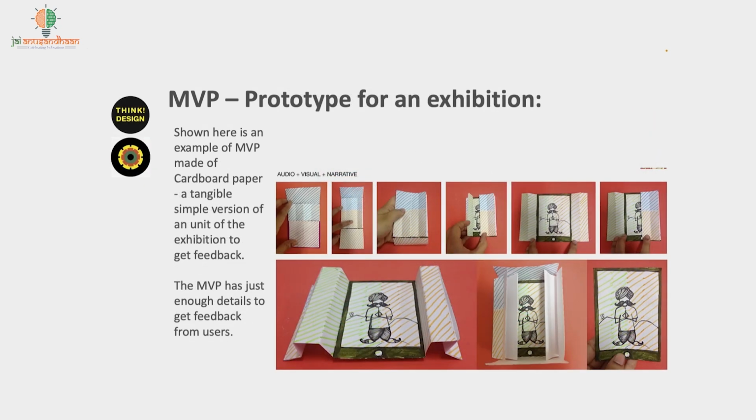Okay. Here actually is another prototype for an interactive exhibition. Okay. So, this is the minimum viable product made out of cardboard paper. It is a simple version based on covered, that means multiple stories are hidden behind these doors. And the student needed to get feedback from users, whether the users were children, whether it is a good idea or not. And she got feedback, but finally she went with something else than this. But it was a good feedback you got.